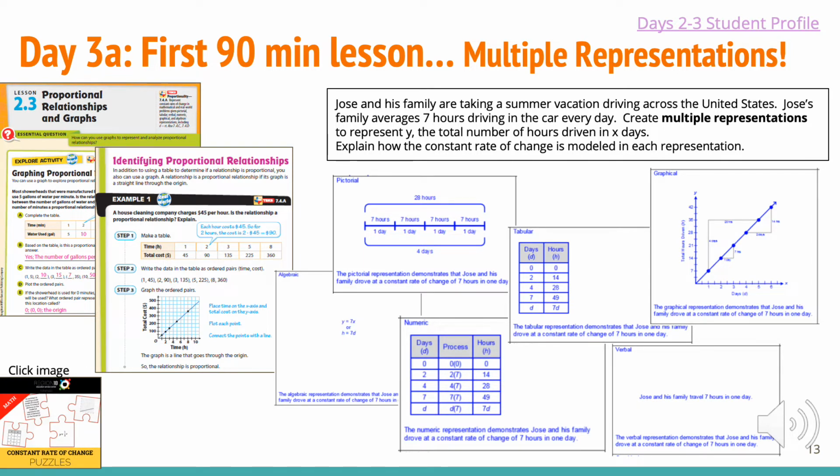Again, here's a resource from Region 18 that you click the image in the corner to access the document. It's a multiple representations puzzle.